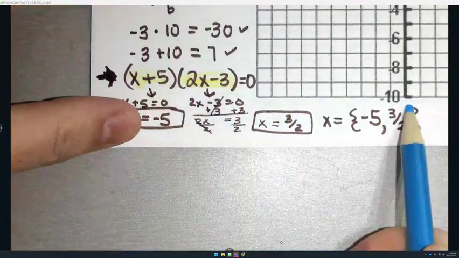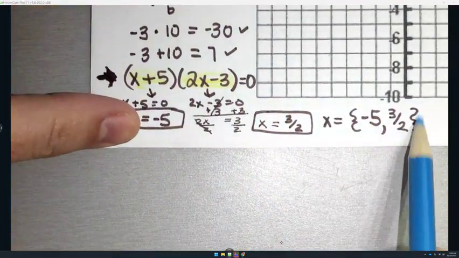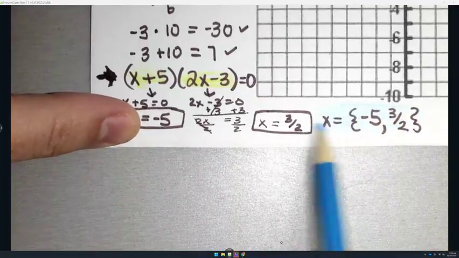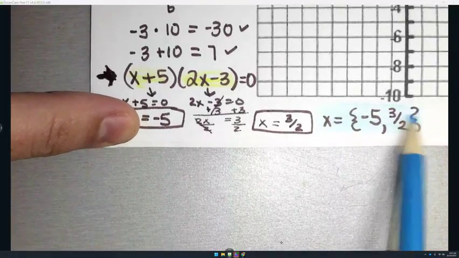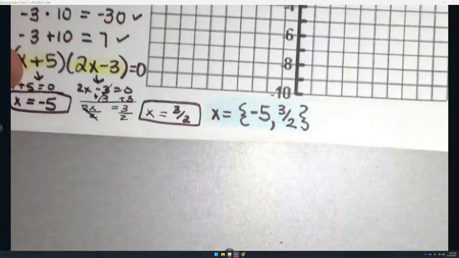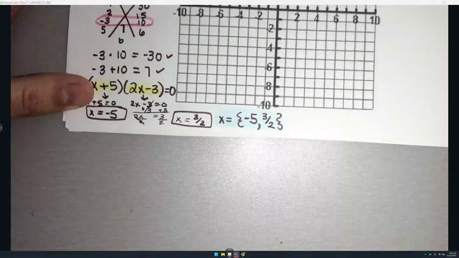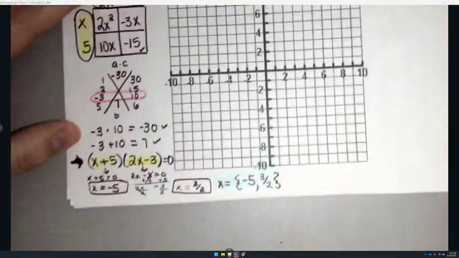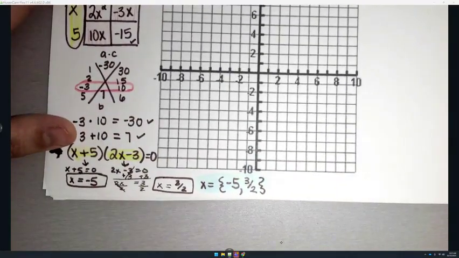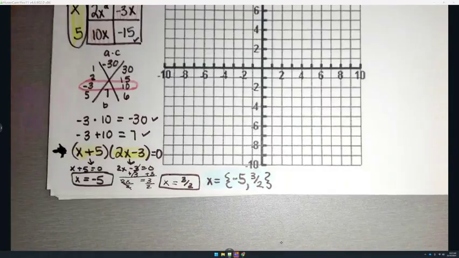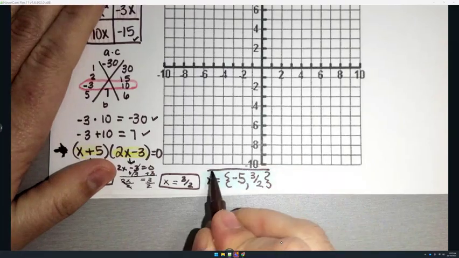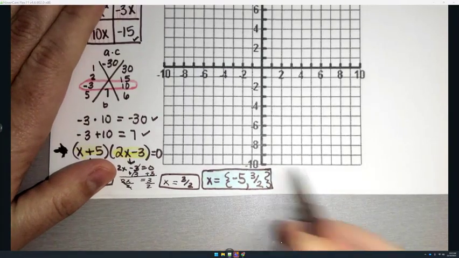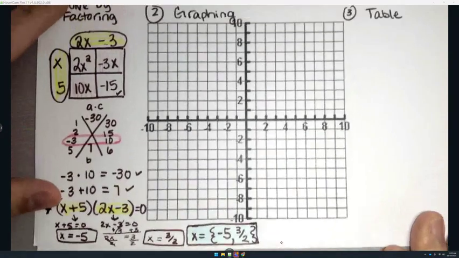So we solved it by factoring. That's the longest one. It's the one that takes the most time. Let's solve it by graphing, which means we get to use Desmos. Does everyone have this down? Okay. So that means for all of the other ones, using the graph and the table, we're going to get the same answer.